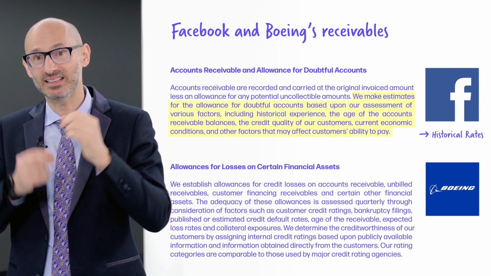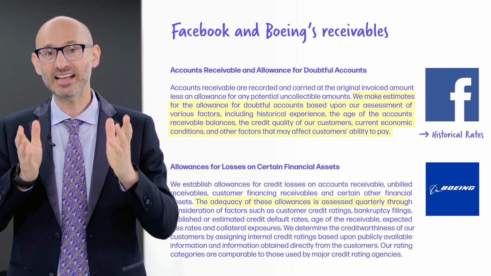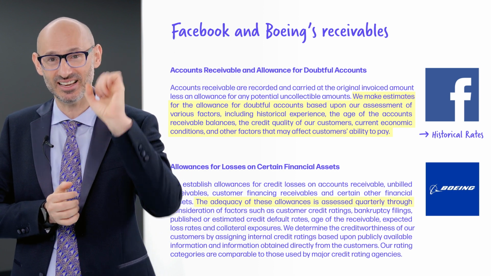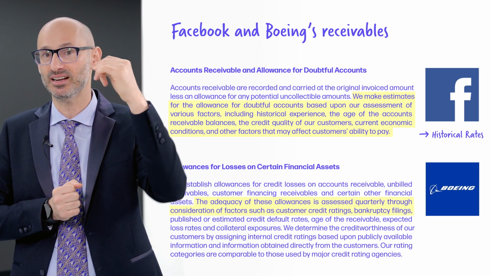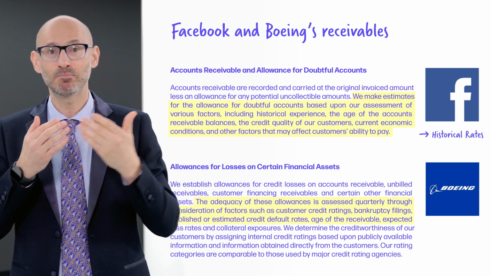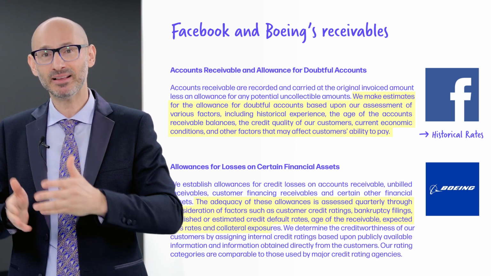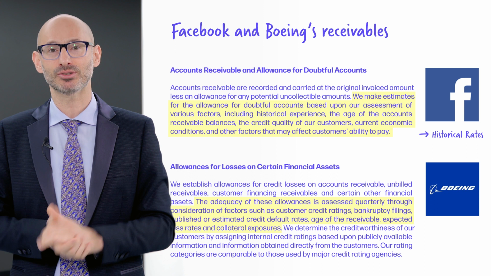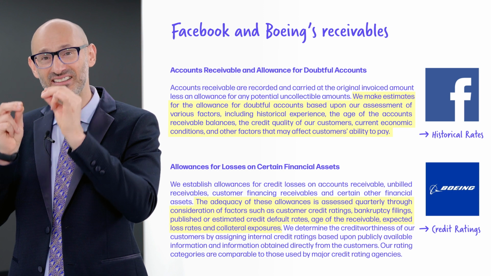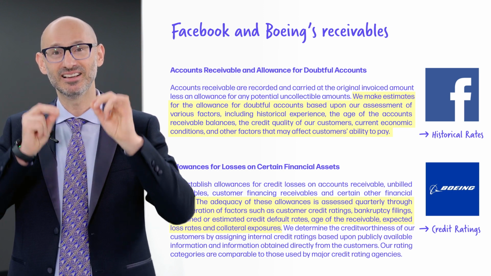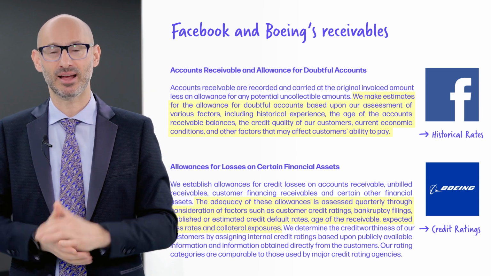For Boeing, and remember Boeing has institutional clients, large airlines, they write, the adequacy of these allowances is assessed quarterly through consideration of factors such as customer credit ratings, bankruptcy filings, published or estimated credit default rates, age of the receivables, expected loss rates, and collateral exposures. Here, as you see, what is different is that they rely on credit ratings and bankruptcy filings, since a lot of airlines go bankrupt. And also they look at credit default rates with other banks.